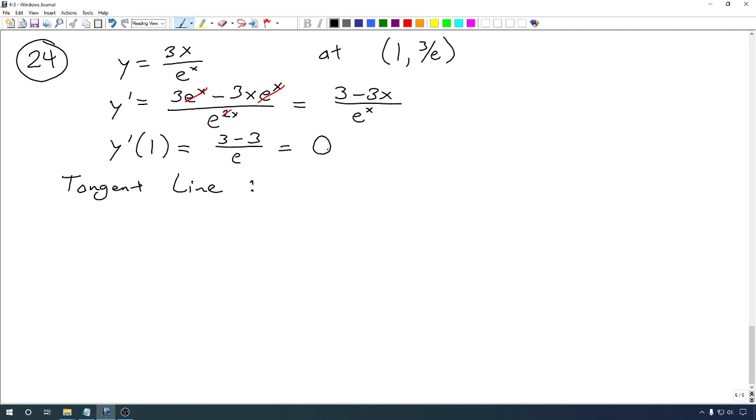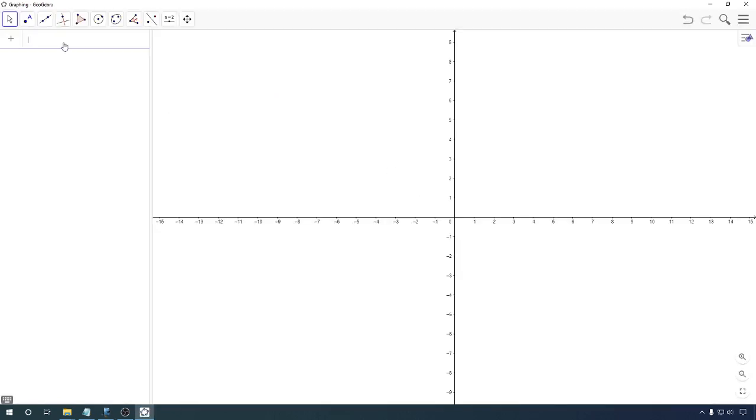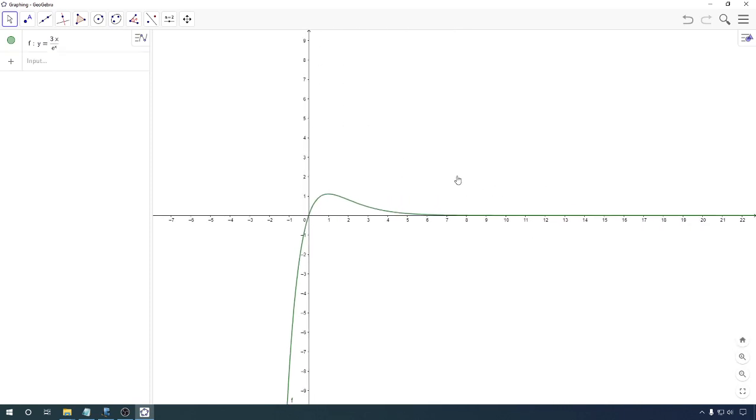since we have a slope of 0, we have a horizontal line, and so the equation of that line is just going to be y equals whatever the y value of the line is. Well, we already know that y value is 3 over e. We can even go ahead and take a look at it. Let's just graph y equals 3x over e to the x. We get this little graph here.